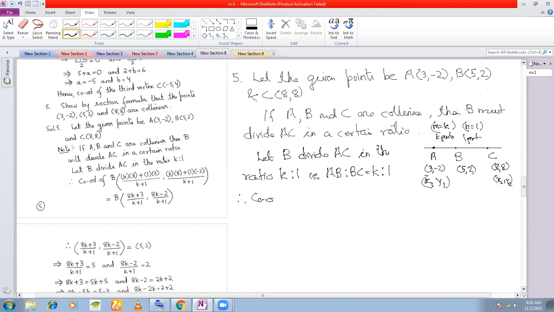Therefore, coordinates of B, let's write it: m x2 plus n x1 by m plus n. This is the x coordinate. What about the y coordinate? m y2 plus n y1 divided by m plus n, which is equal to B.